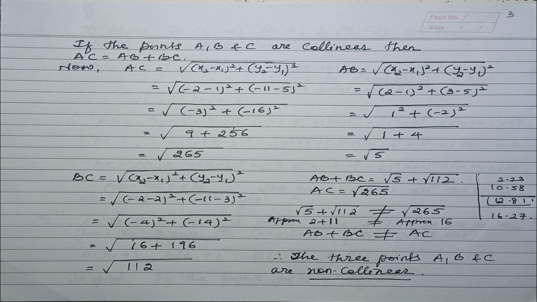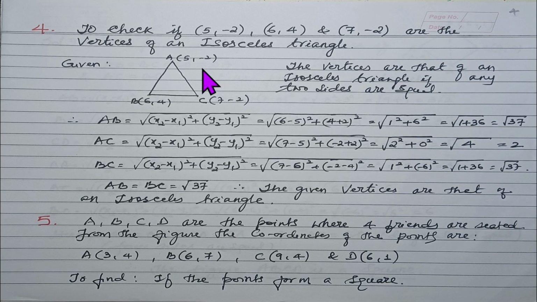That is the easy method of finding out whether 3 points are collinear or not collinear using distance formula. Now coming to the next example, to check if (5, -2), (6, 4) and (7, -2) are the vertices of an isosceles triangle.